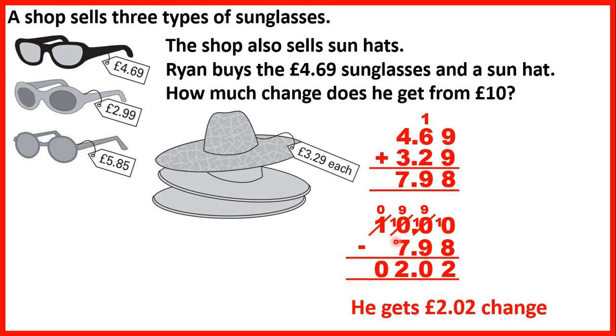We could also solve this in a different way. So once we've worked out that he spends £7.98, we can find the difference between that and £10 first by adding £2 to get £9.98 and then adding another 2 pence to get £10. So we found the difference because we've counted on from £7.98 to £10, and to do that we had £2 and then 2 pence added. So that's the amount of change that he gets.